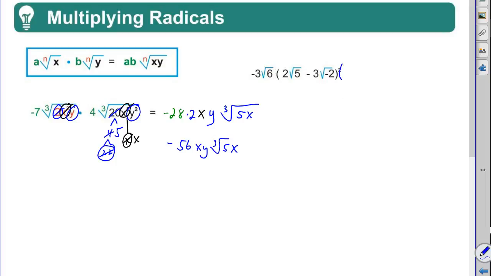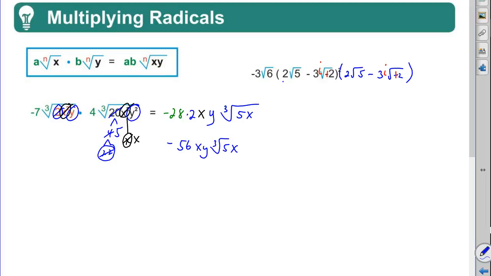Again, this is really a 2 times the square root of 5 minus a 3 times the square root of negative 2. Also, before I do anything else, remember the square root, any even root of a negative radicand, is an i. So I'm going to make that the square root of 2 and take the i out. And again here, square root of 2 and take the i out. Now let's go ahead and multiply.